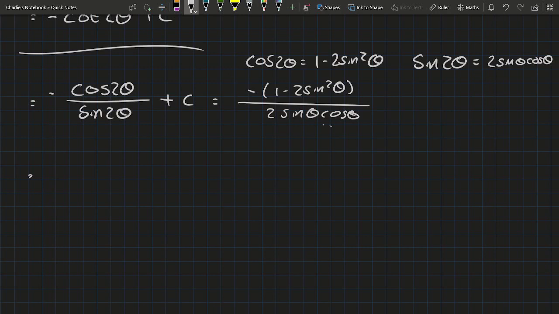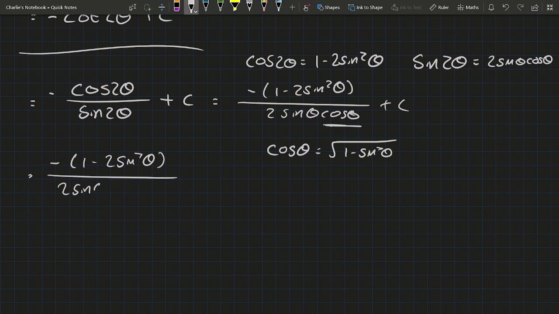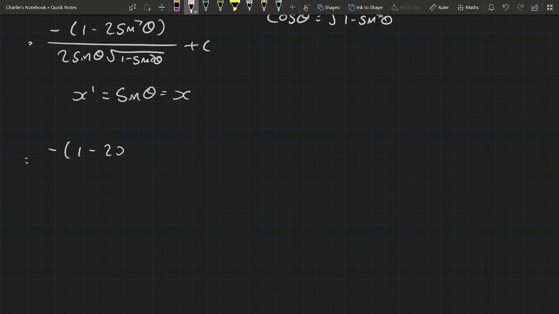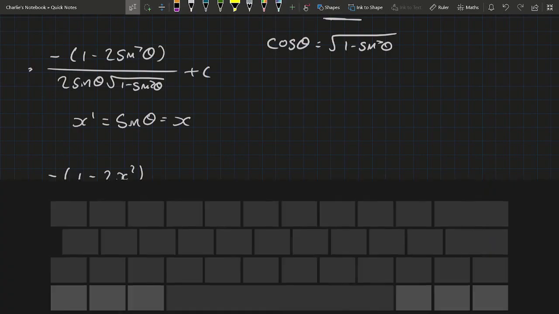Equally, we want to remove all cos theta terms and get the entire expression in terms of sine theta so that we can substitute back in x′ equals sine theta. And as before, we knew that cos theta was equal to the square root of 1 minus sine squared theta, so we shall substitute that back in. So we get minus (1 minus 2 sine squared theta) divided by 2 sine theta square root 1 minus sine squared theta, plus c. And now we can substitute back in x′ is equal to sine theta is equal to x, and this gives us minus (1 minus 2x squared) divided by 2x square root 1 minus x squared plus c, the result of our integral.